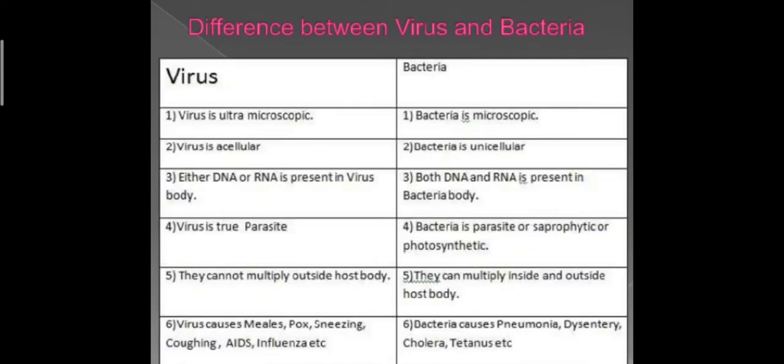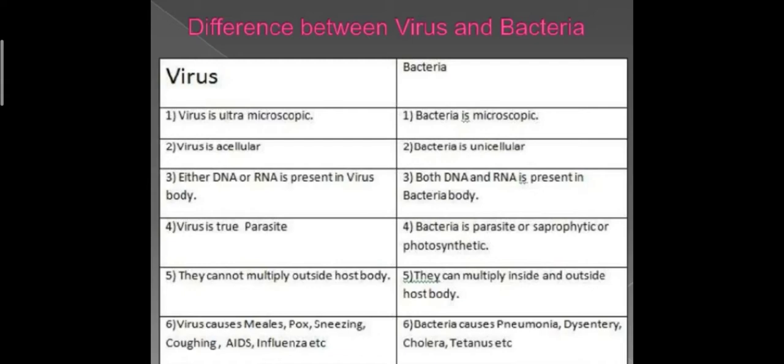Let's see the differences between virus and bacteria. Bacteria can be observed in a normal compound microscope, where we can see their movement. But the motility of viruses can be observed only under an ultra microscope. Viruses are acellular, bacteria are unicellular, as we know. Some examples of viruses are measles virus, pox, influenza viruses, and AIDS viruses.